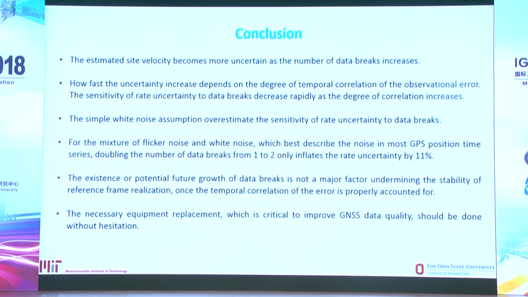And the practical implication of this study is for equipment replacement. Equipment replacement is very important to improve GNSS data quality. In practice, we always measure the offsets before and after the equipment has been replaced. Therefore, this further lessens the impact of the data break. So people should feel free to replace the equipment whenever it is necessary to improve the data quality.